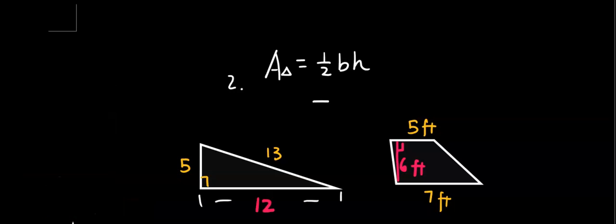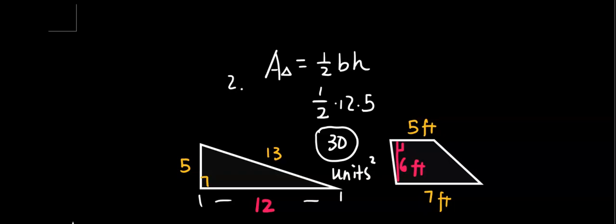Now we can write down 1/2. Base is 12. Height is 5. 1/2 times 12 is 6. 6 times 5 is 30. So this area is 30 units squared. All right, that is question 2. Let us look at question 3 right here.